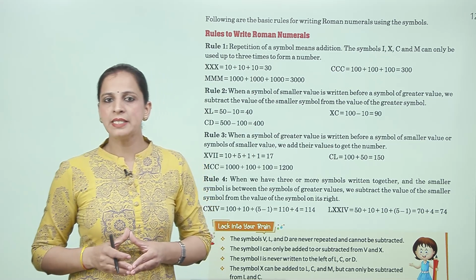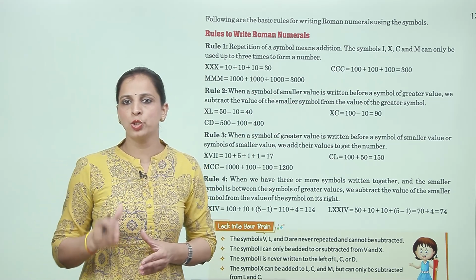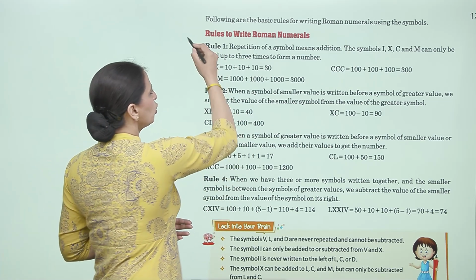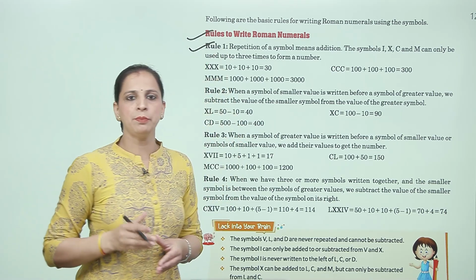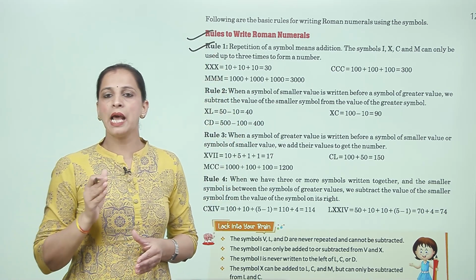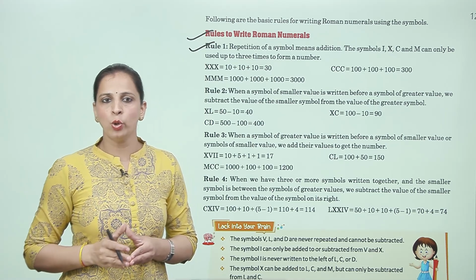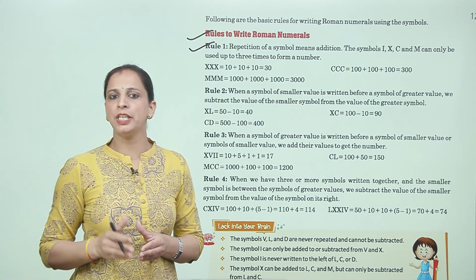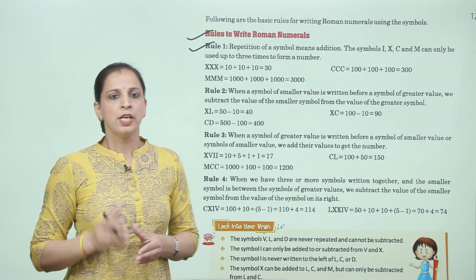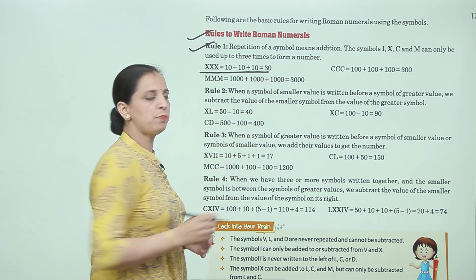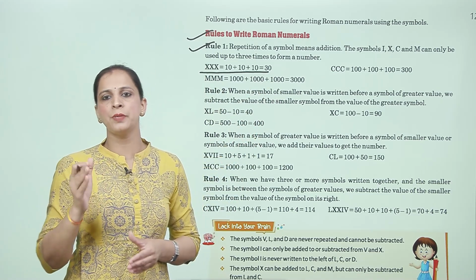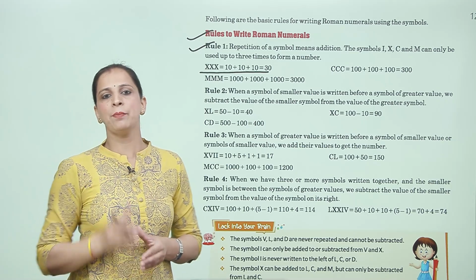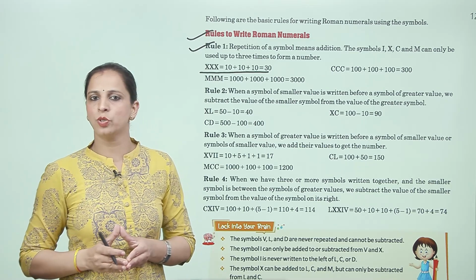Following are the basic rules for writing Roman numerals using the symbols. Now, rules to write Roman numerals. Rule 1. Repetition of a symbol means addition. The symbols I, X, C and M can only be used up to 3 times to form a number. Triple X is equal to 10 plus 10 plus 10 is equal to 30. Triple C is 100 plus 100 plus 100 is 300. Triple M is 1000 plus 1000 plus 1000 is equal to 3000.